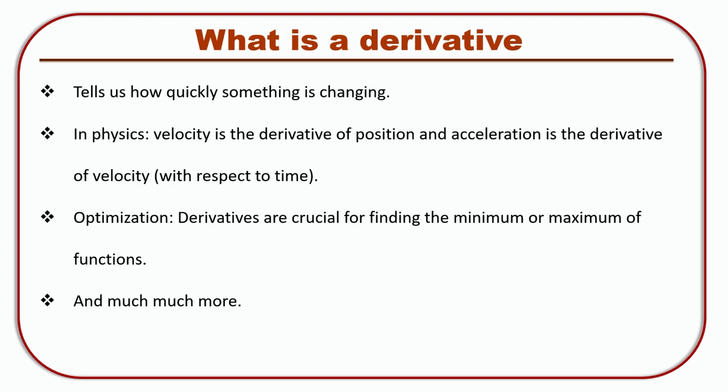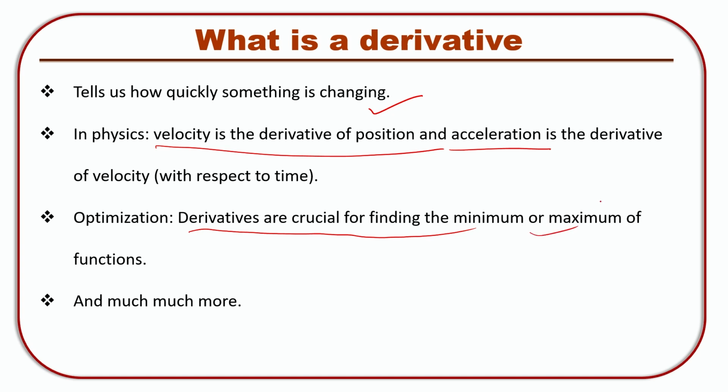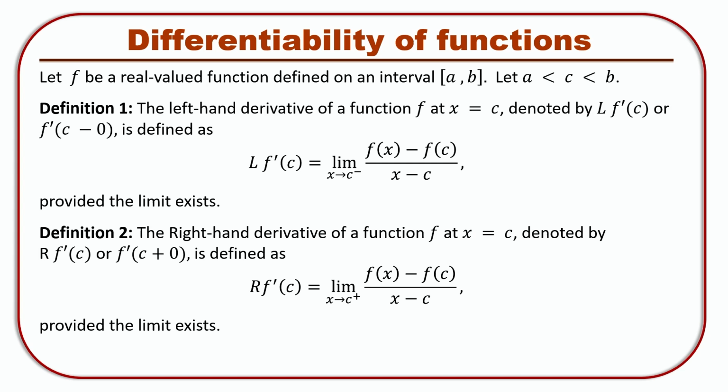Similarly, the derivative tells us how quickly something is changing. In physics, velocity is the derivative of position, and acceleration is the derivative of the velocity itself. So acceleration is the double derivative of the position of a particle. In optimization, derivatives are crucial for finding the minimum and maximum value of a given function under constraints, and there are several other examples.